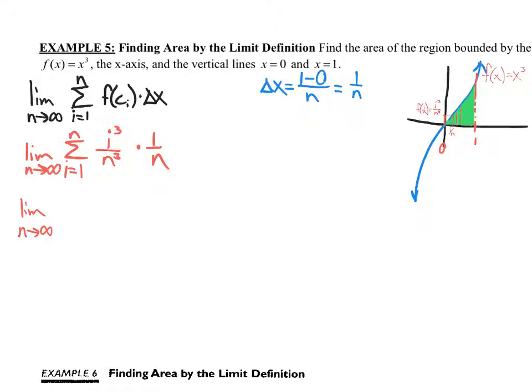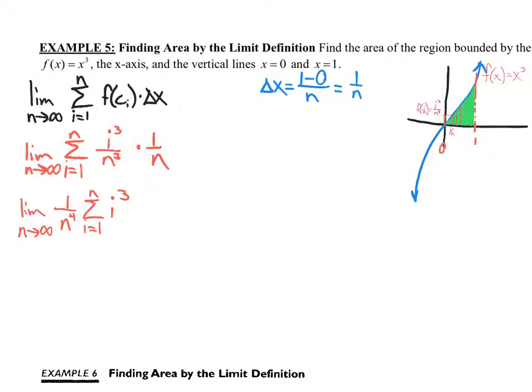You'll notice I have a 1 over n, and I've got the i cubed over n cubed. Those n's are all constants. I'm going to pull this out as a 1 over n to the 4th. And that leaves me with the sum from i equals 1 to n of just the i cubed. And that's where we were trying to get to.